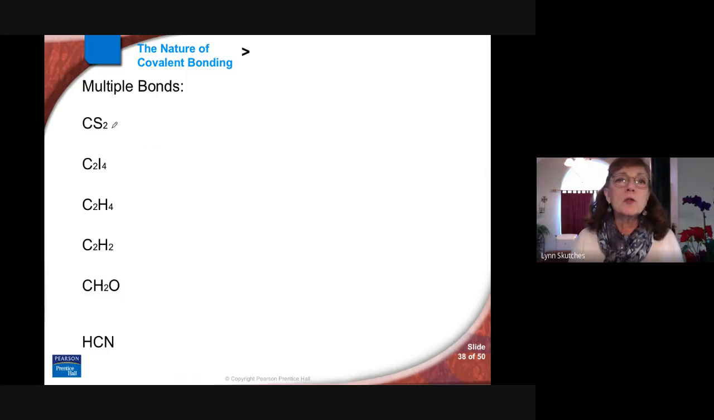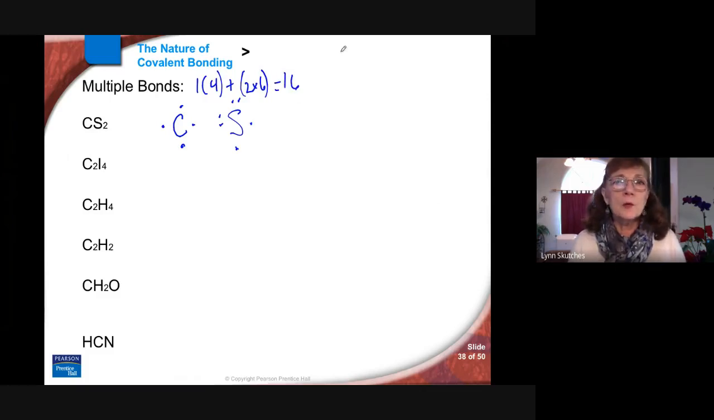All right, carbon with 2 sulfurs. Again, carbon has 4 valence electrons. Each sulfur has 6. So we're going to have 1 times 4 and 2 times 6, which is 12 and 4, 16 dots total.